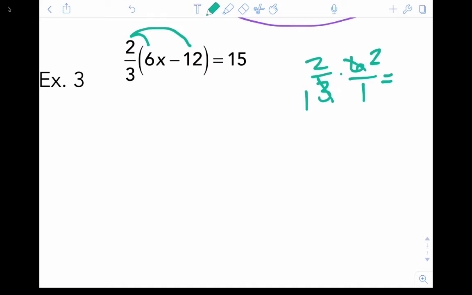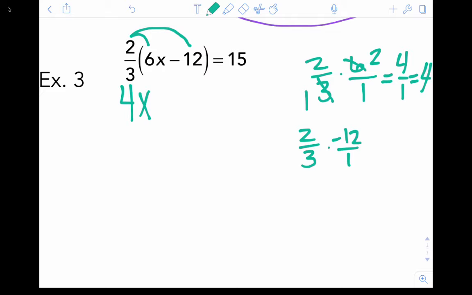So now when I multiply straight across, 2 times 2 is 4. 1 times 1 is 1. So I'm just left with 4. And remember, I have that x on there. So I have 4x. Now I'm going to do the same thing with that negative 12. So I have 2/3 times negative 12. I need to put that over 1. Before I multiply across, I'm going to cross simplify.